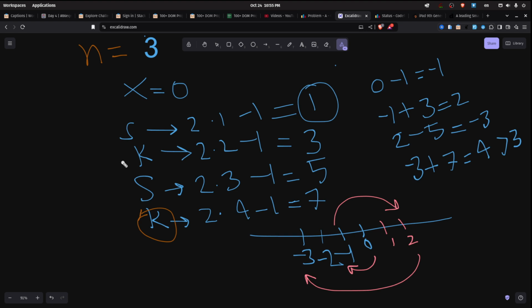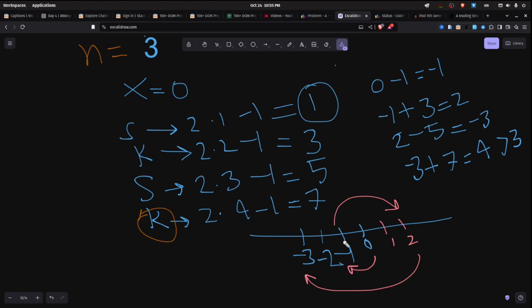After that, the turn is swapped, so now Kosuke will play. In this case the i value is 2, and the equation becomes 2 times 2 minus 1, that means 3. Then I calculate from the current position, which is minus 1, and minus 1 plus 3 is equal to 2. So 2 is the current position after Kosuke's move.